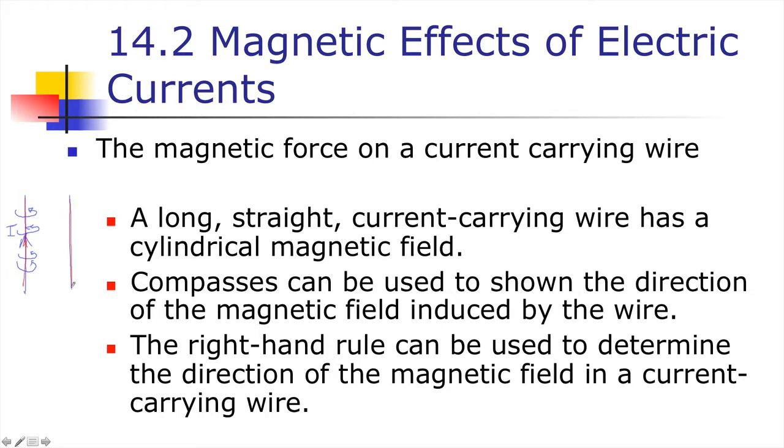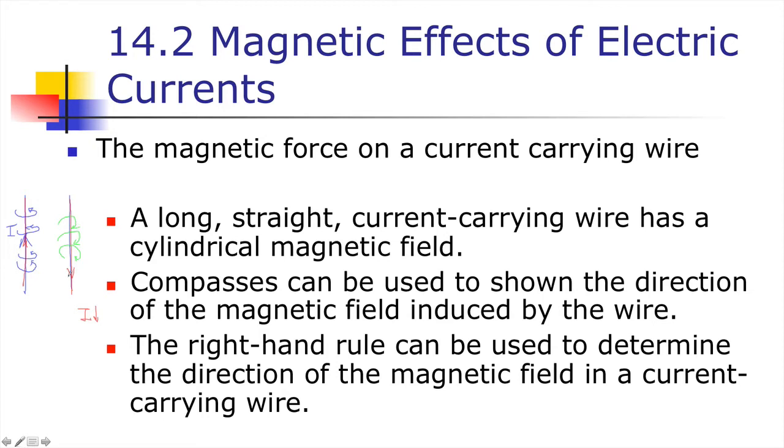On the other hand, if the current in the wire is moving downwards, the way you see it in the second one, then its magnetic field is going to be in the other direction. See, like that.